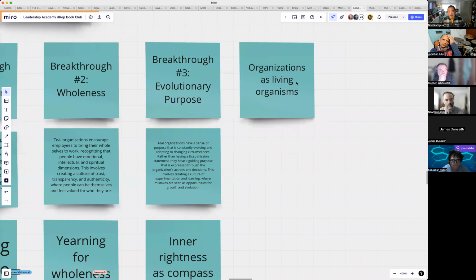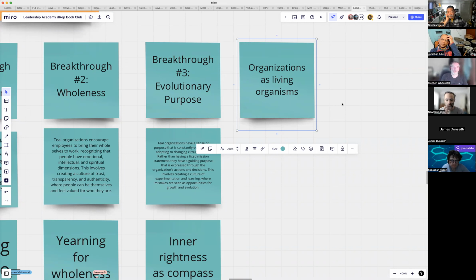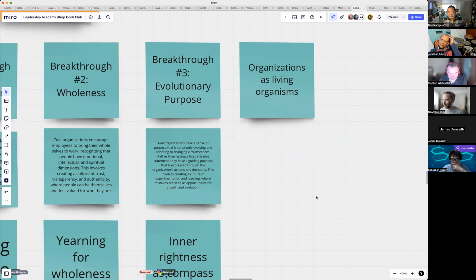And finally, Teal looks at organizations not as a hierarchy or a mechanism or as families, but as living organisms or living ecosystems. So think more like a wild forest where you have trees and ferns and bushes and squirrels, and it's a thriving ecosystem where everybody contributes, but no one single entity is in charge of it. It self-organizes and self-evolves depending on what's happening.